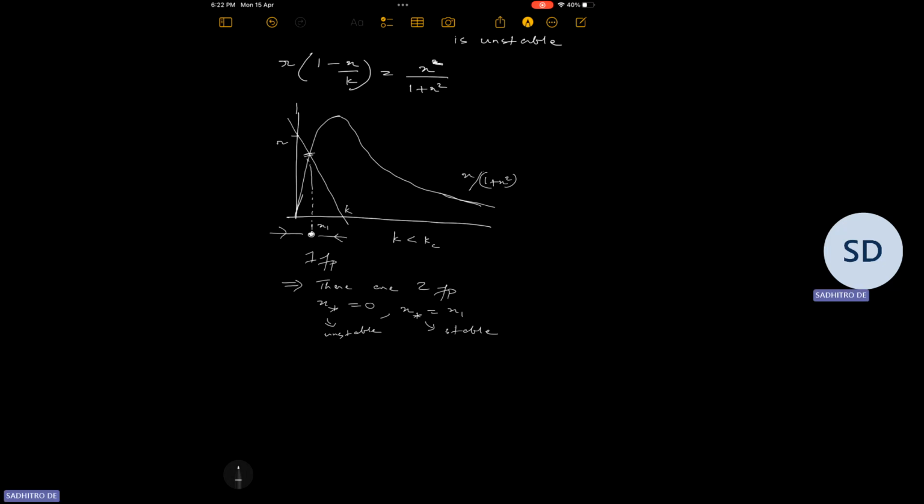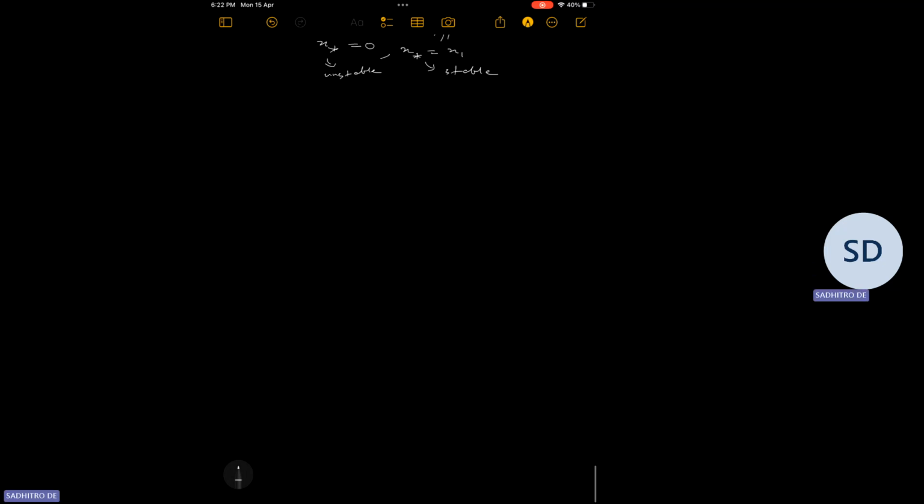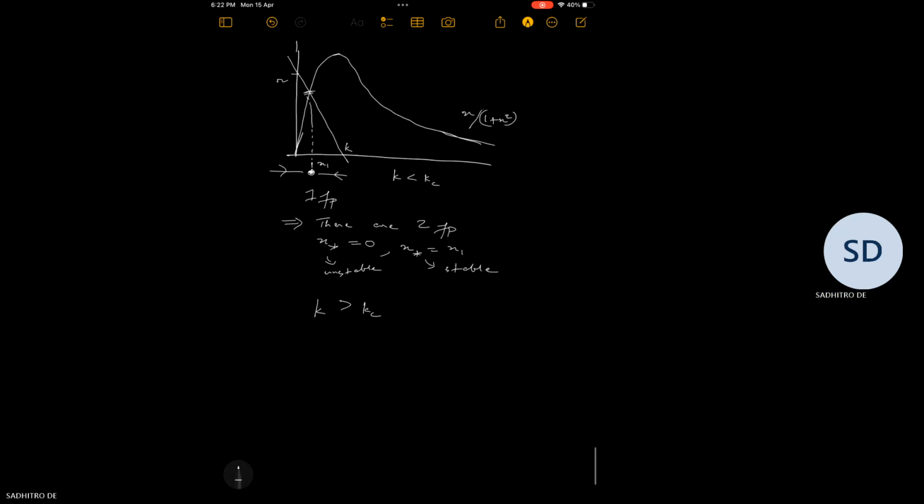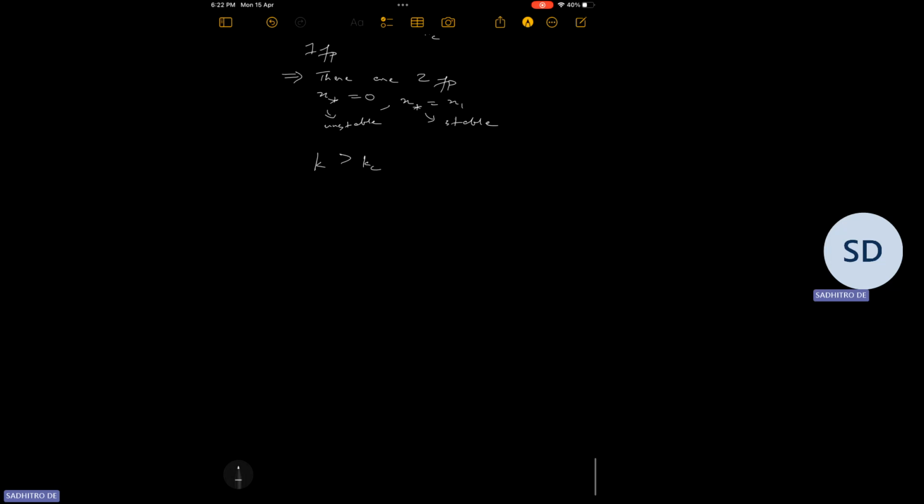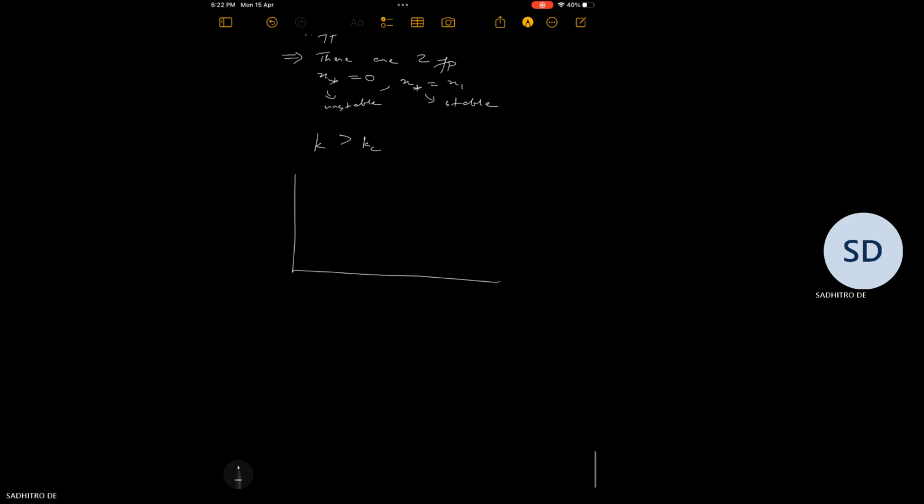Okay. Now let us see what happens if k exceeds a particular value. Let us say that k is greater than the critical value kc. Then there can be a situation where we have four fixed points, in other words, three except the origin. So this situation will look somewhat like this.